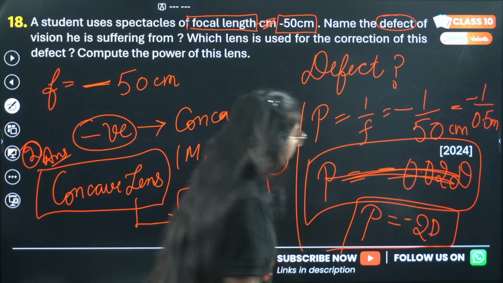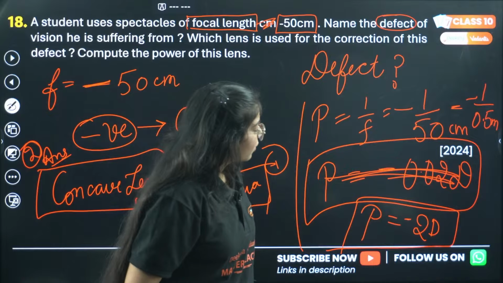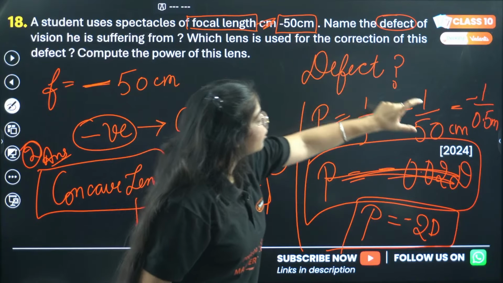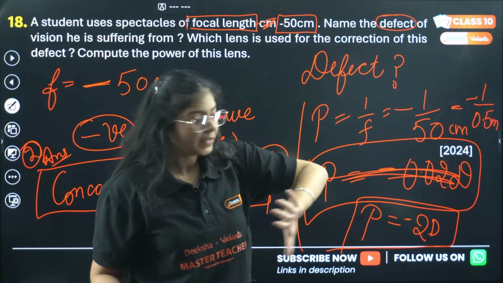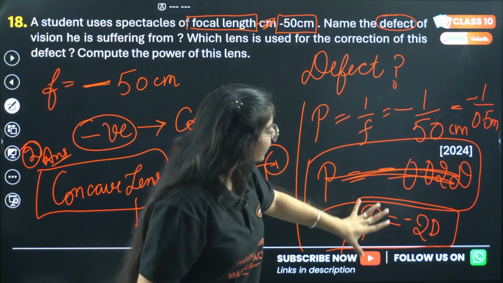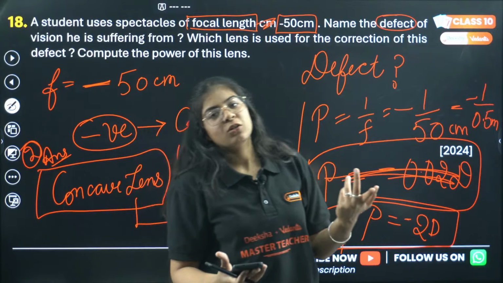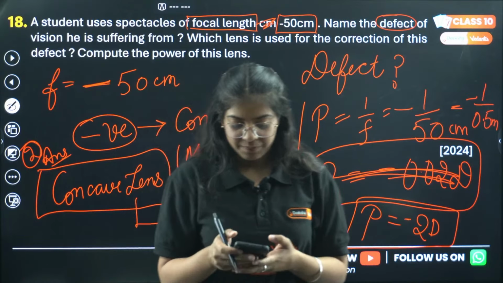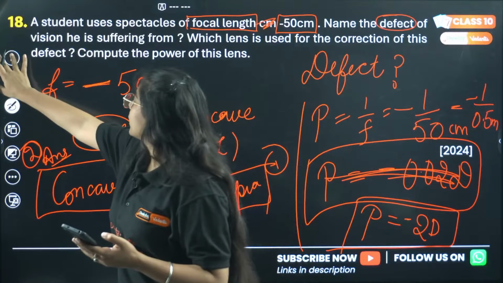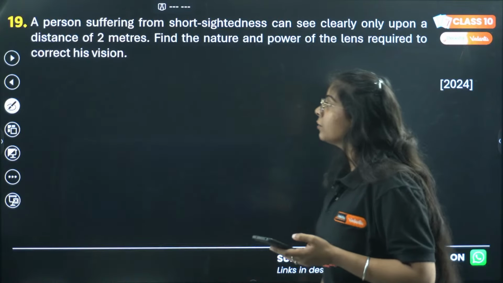Two things that you need to take care of. First, you need to remember that focal length should be in meter. Then you need to remember that in power also you have to use the minus sign, and you need to use diopter as the unit. Correct? Okay, moving on to the next question, that is the 19th one.